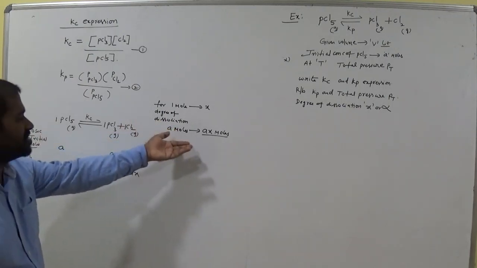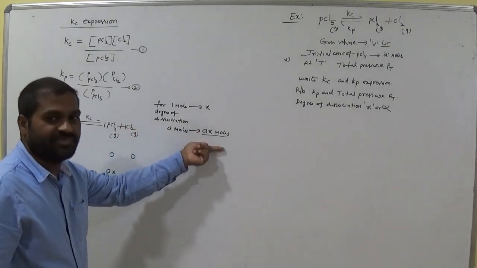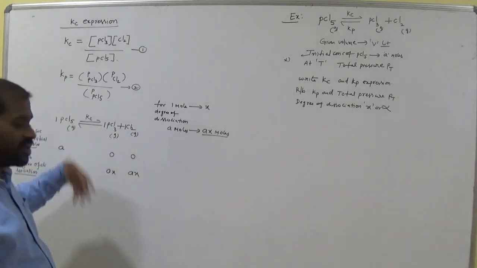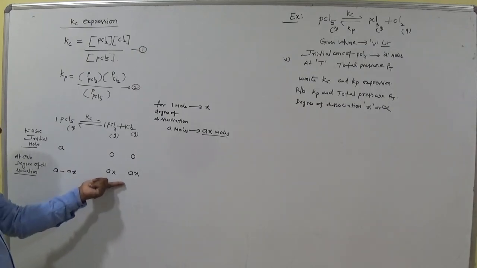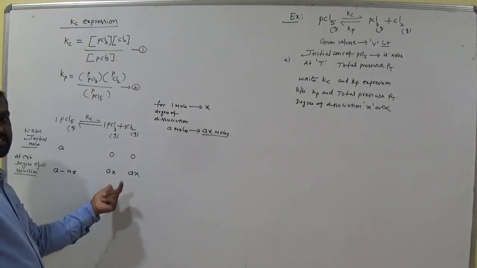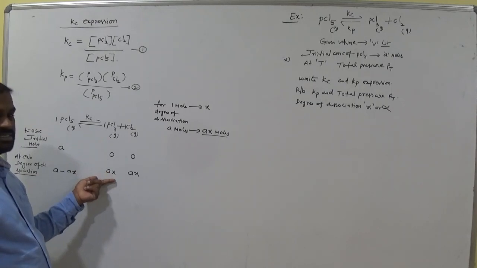So simply we have A moles. How many moles undergo dissociation? Ax moles for A moles. So now total moles at equilibrium is A minus Ax. At the product, how many moles are converted? Ax moles. Here we have 1 mole, 1 into x, Ax. Is it clear?